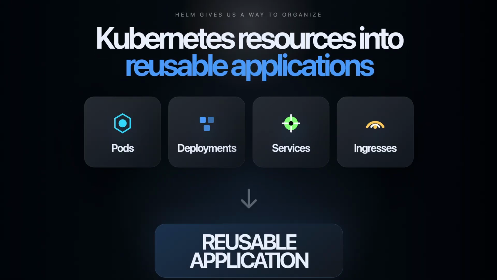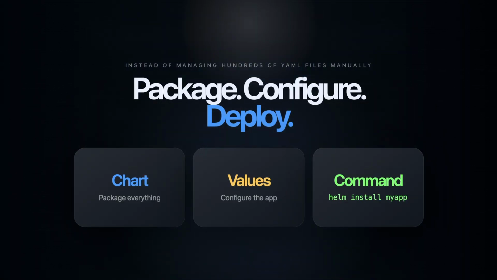If Kubernetes gives us the building blocks, maybe deployment, ingress, services, Helm gives us the way to manage those resources. Instead of managing hundreds of YAML files manually, we package everything into a chart, configure it with the values, and deploy it with a single command. That's why Helm became one of the most important tools in the Kubernetes ecosystem.